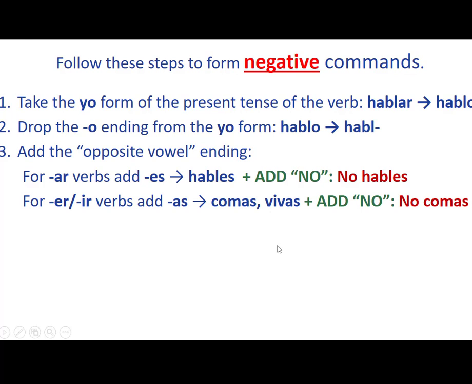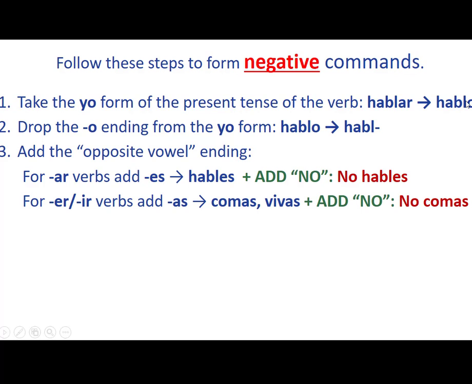If you want to say, don't open the door, don't drink water, don't come to class, don't write that in English, if you want to tell someone not to do something, we're doing this. Let's see. Take the yo form of the present of the verb. So if it's hablar, we're going to start with hablo. If it's estudiar, it's going to be estudio. Take that form, write it down.